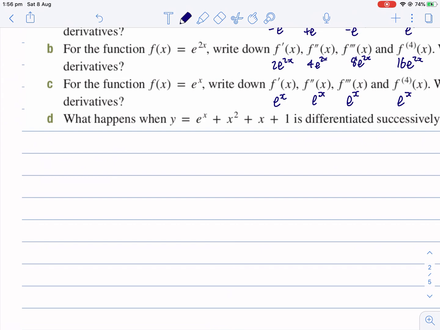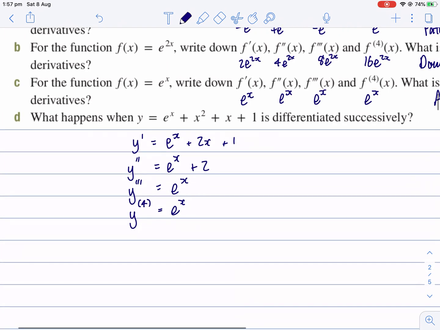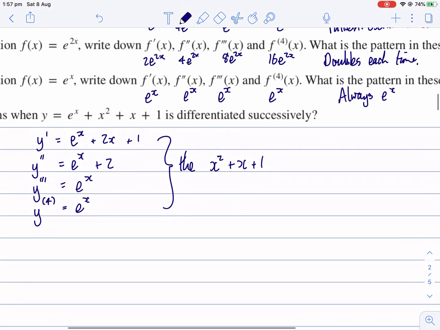If we had y equals this thing, then y dash is going to be e to the x plus 2x plus 1. Y double dash, we've got e to the x plus 2, and that one disappears. Third derivative, e to the x. Fourth derivative, e to the x. The x squared plus x plus 1 disappears.